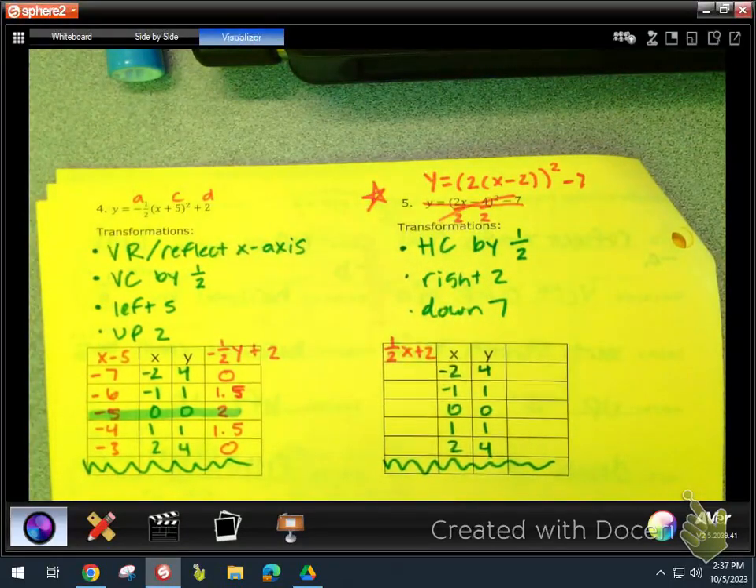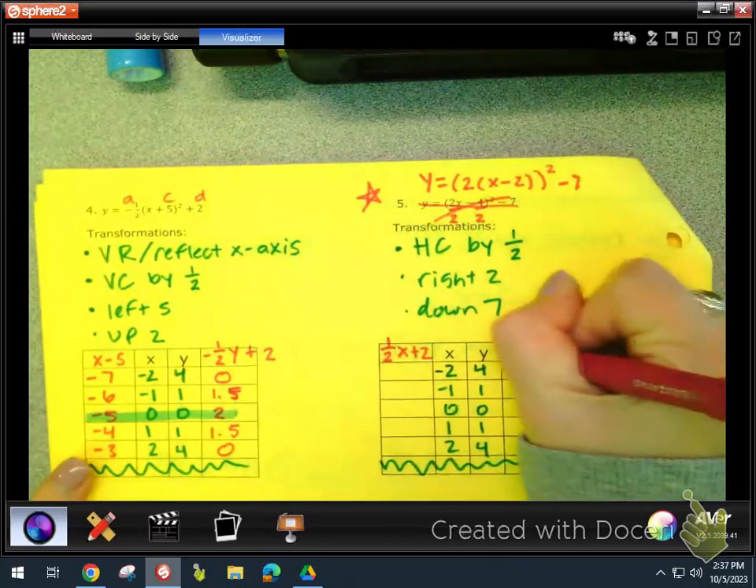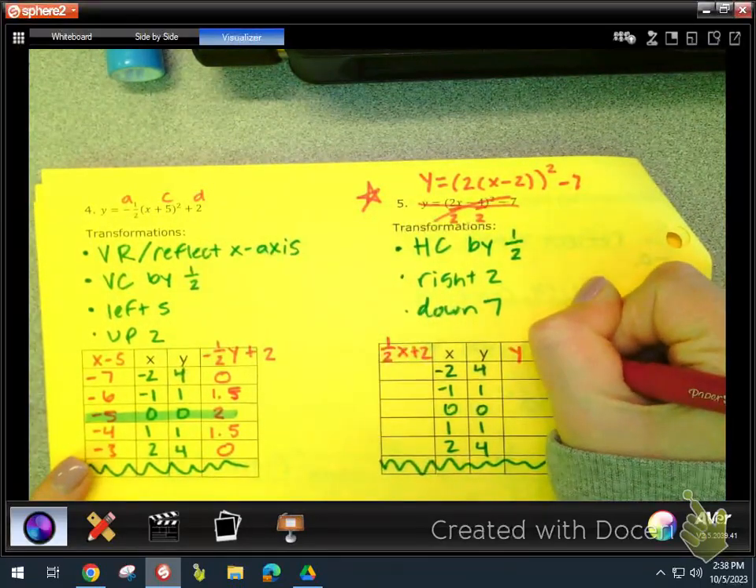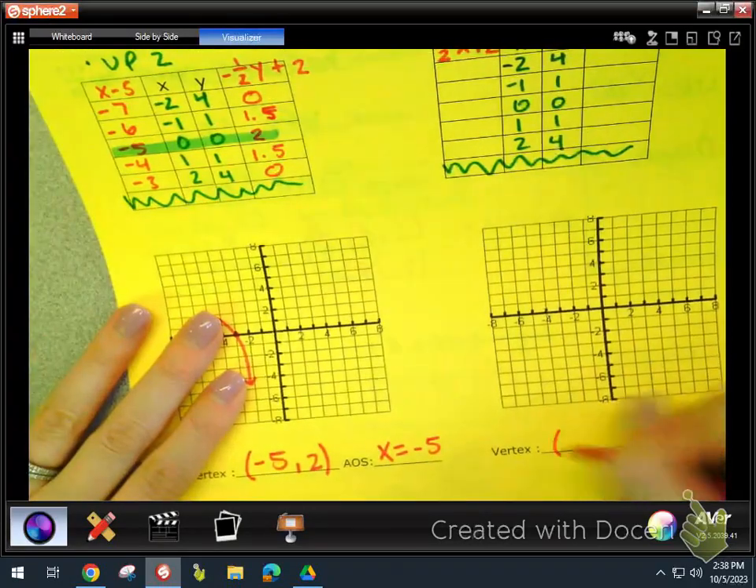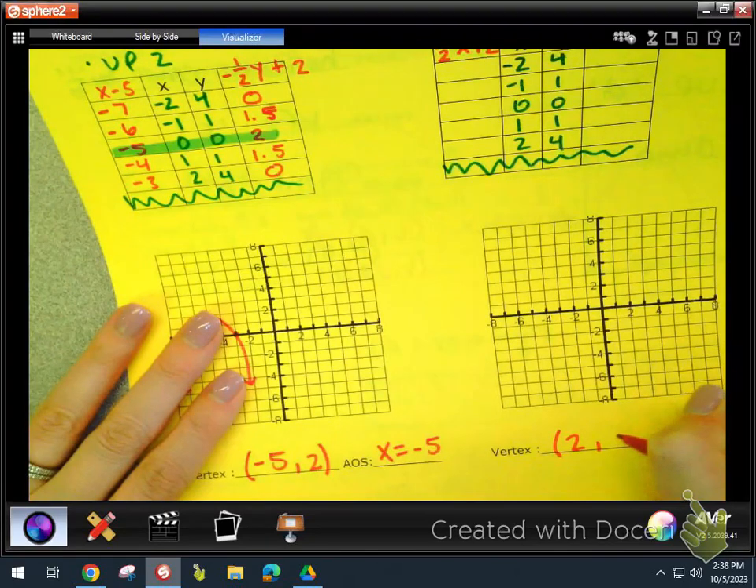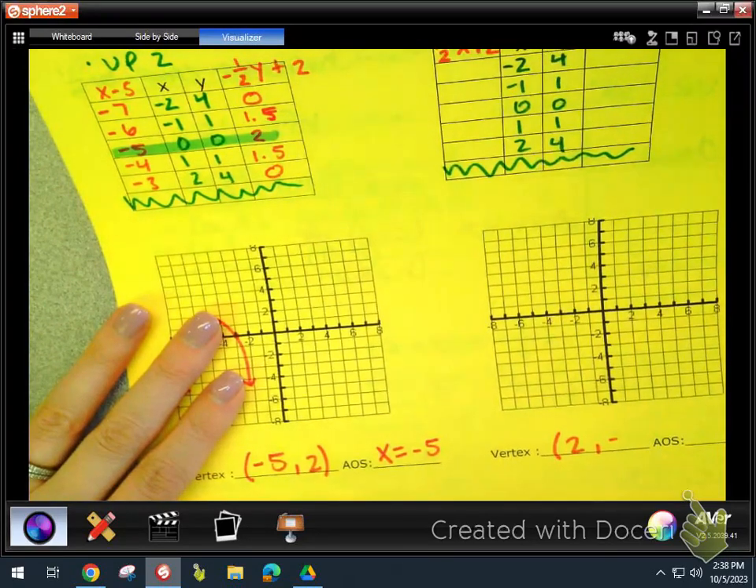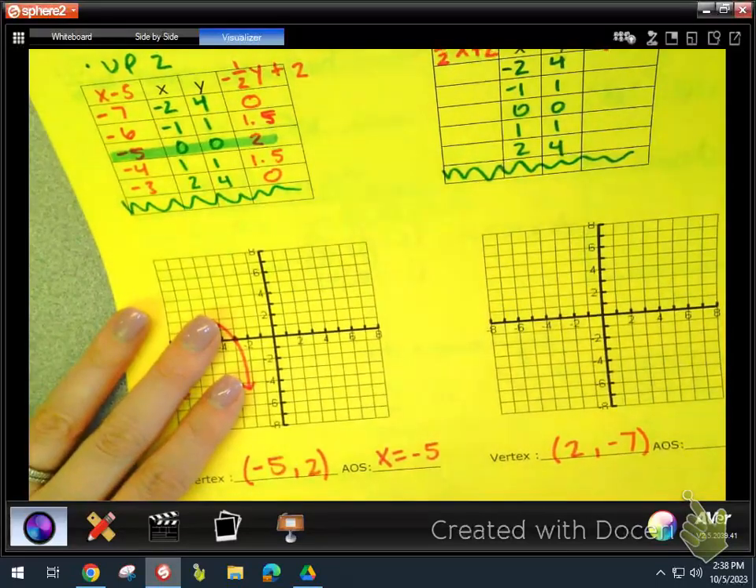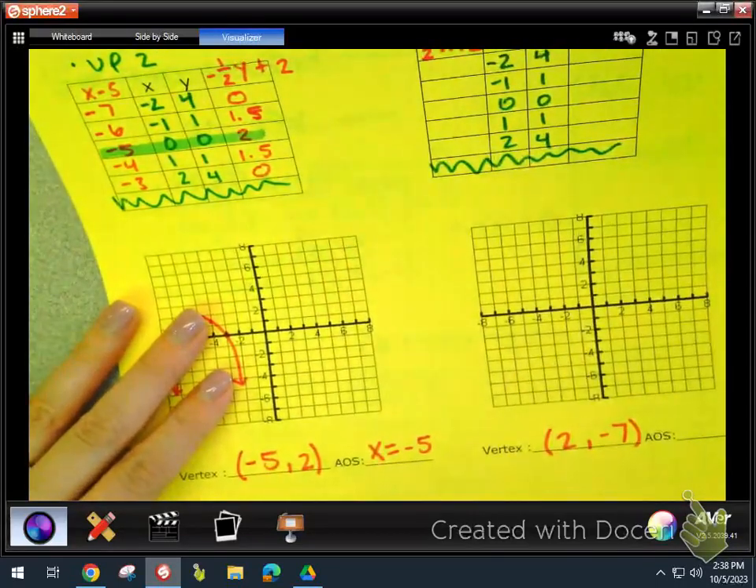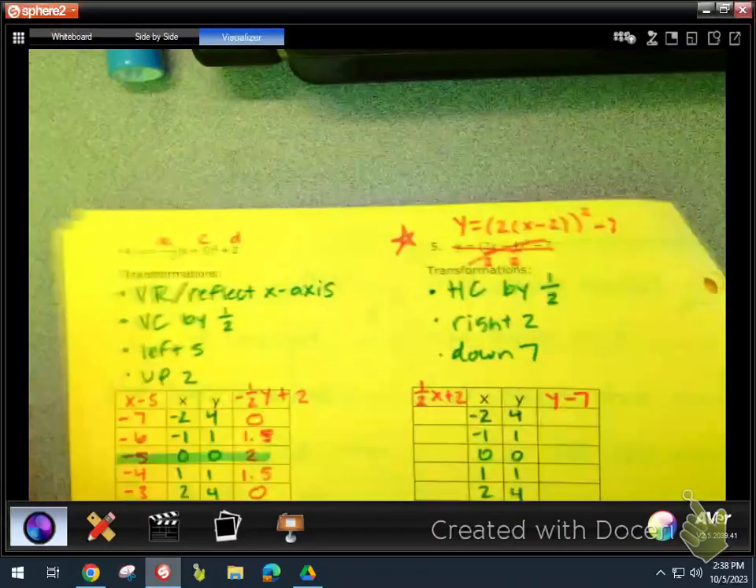Okay? What's your vertex point? 2, -7. Yes, very good. You always, that C value is always going to flip when it comes out of the parentheses. And then the D value is not in parentheses, so it doesn't change. Flip, keep. Okay? All right, keep going.